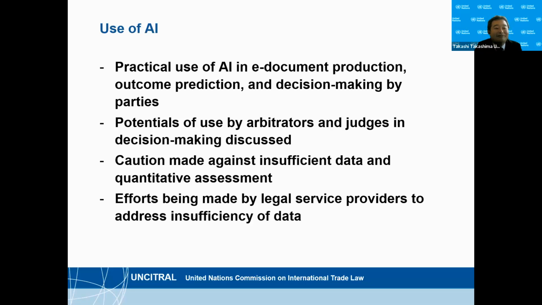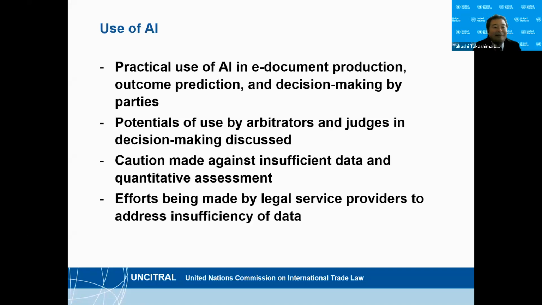But caution was also obviously raised against insufficient data and also quantitative assessment. But on this point of caution, it was also pointed out that efforts were being made by legal service providers to address insufficiency of data. So these were the points made with respect to AI.